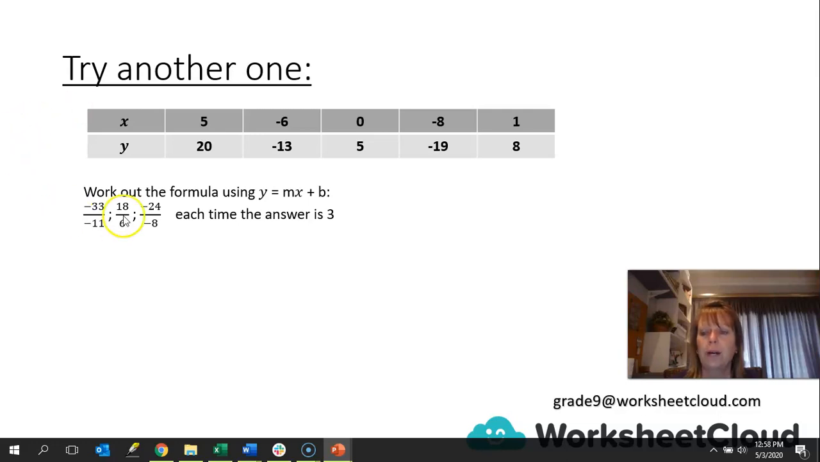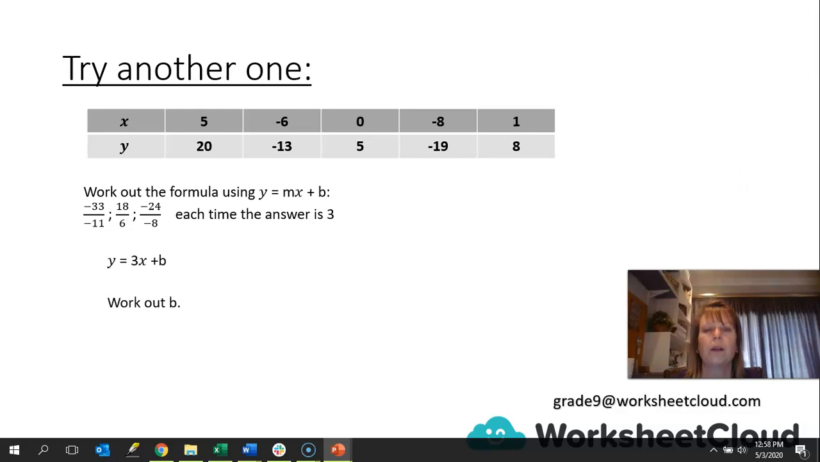Okay, if we divide the difference between the y over the difference between the x, please remember our numerator here is the difference between the y values. Okay, if we divide each time, each answer is going to be 3. So minus 33 divided by minus 11 gives us 3. 18 divided by 6 gives us 3. Minus 24 divided by minus 8 gives us 3. If you don't get the same answers, just double check your working. Okay, right. So we've got y is equal to 3x plus b. Okay, everybody happy with that?